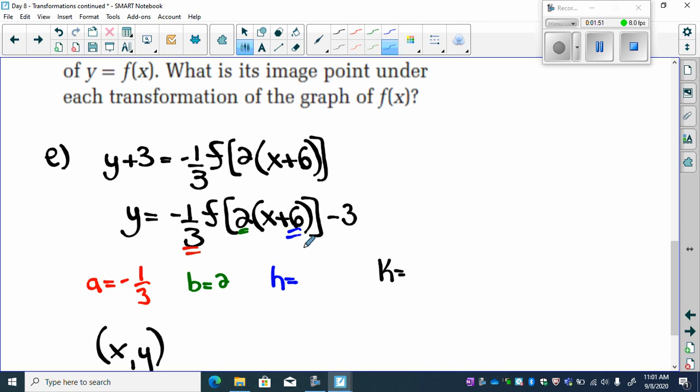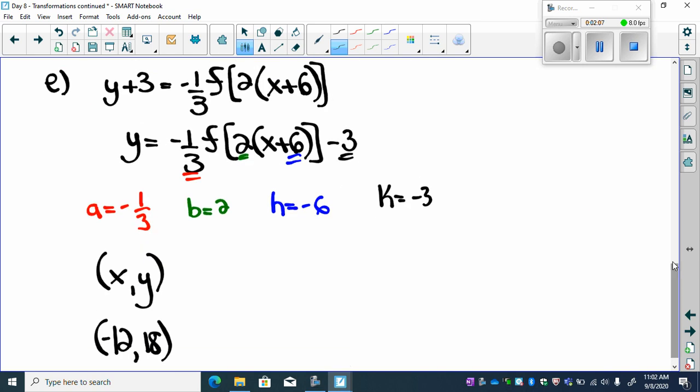H value is -6. That means it's translated 6 units to the left. K value is -3. That means it's translated 3 units down. Notice when I took the +6 out of the brackets, it became a -6, and I translated left.